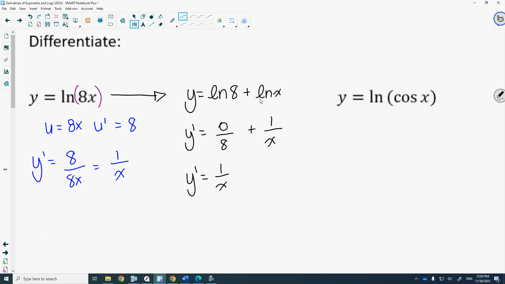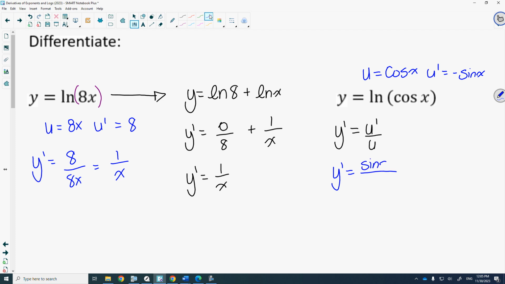Okay, differentiate, or find the derivative of, the natural log of cos of x. So y prime is u prime over u. u is equal to the cosine of x. The derivative of the cosine of x is negative sine of x. So y prime is u prime, which is negative sine of x, over u, which is cos of x. This is equal to negative tan of x.